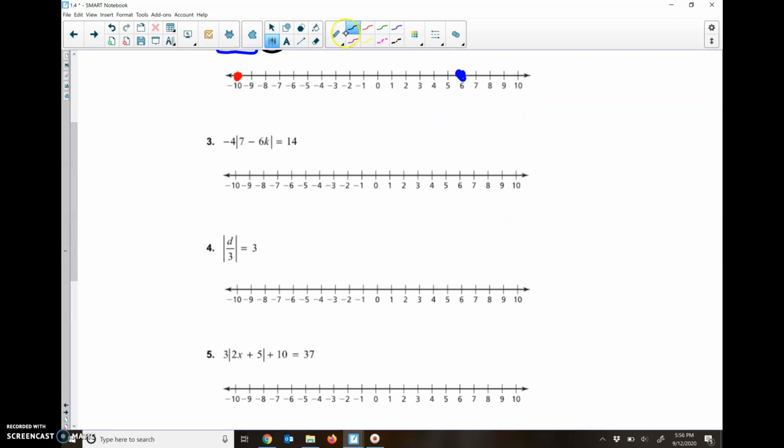All right, number 3, kind of a weird one. I have a negative 4 out here. So remember how I said before we started the last equation, the first thing we need to do is get rid of everything besides the absolute value bars. So this needs to be by itself, the 7 minus 6k. So I need to get rid of that negative 4 times that. And since it's negative 4 times that, I'm going to need to divide both sides by negative 4. So then I end up with absolute value of 7 minus 6k. 14 divided by negative 4 is negative 3.5.